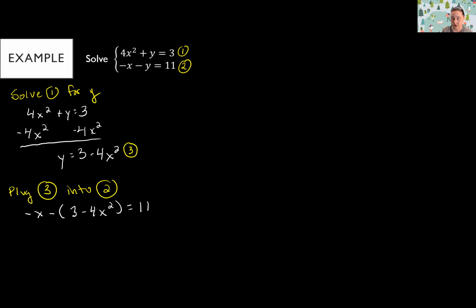So we're going to simplify this, and this is going to give us a quadratic equation because we have this x squared. And in order to solve a quadratic equation, we need everything on one side. So you have to know your procedures for solving various types of equations. I'm going to start by simplifying. We have negative x minus 3, and then it's going to be plus 4x squared equals 11.